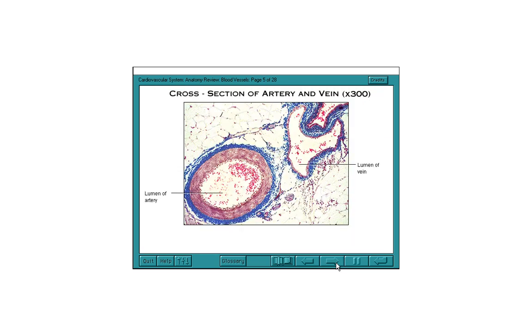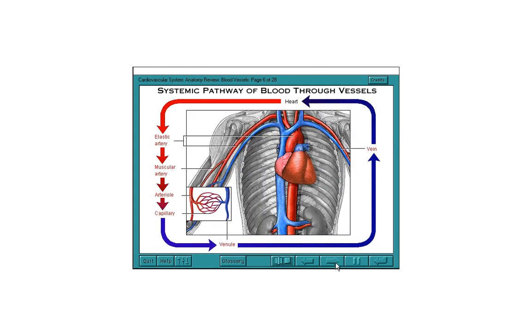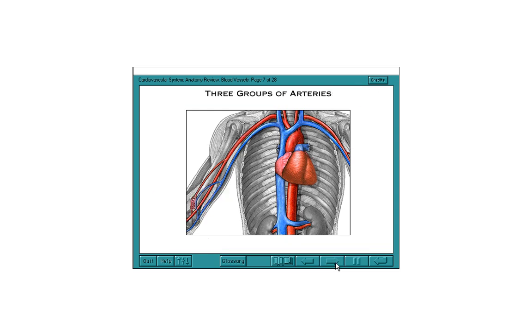This photomicrograph shows an artery and a vein side by side. Note the thick tunica media in the artery and the thin walls of the vein. In terms of relative size and function, arteries can be divided into three groups: elastic arteries, muscular arteries, and arterioles.